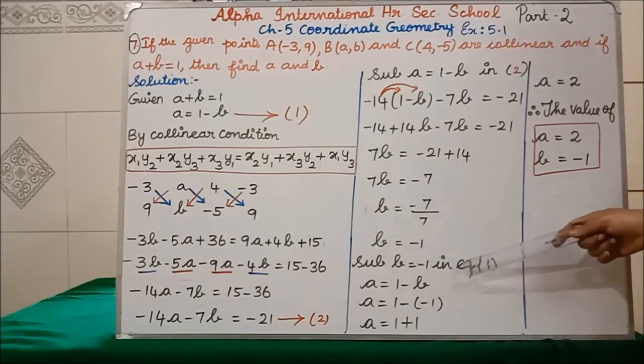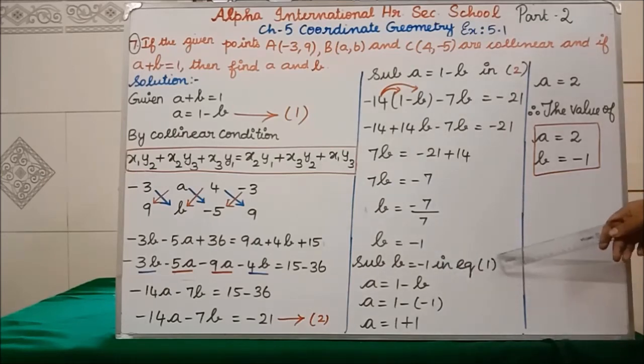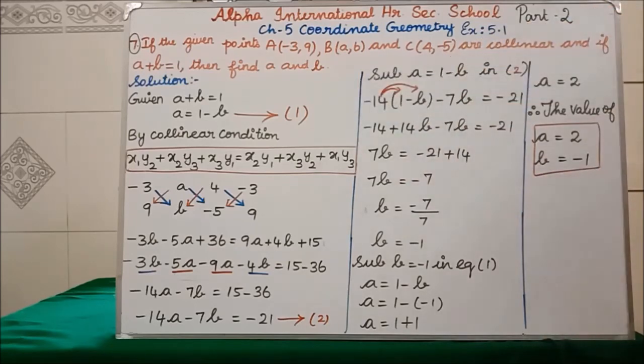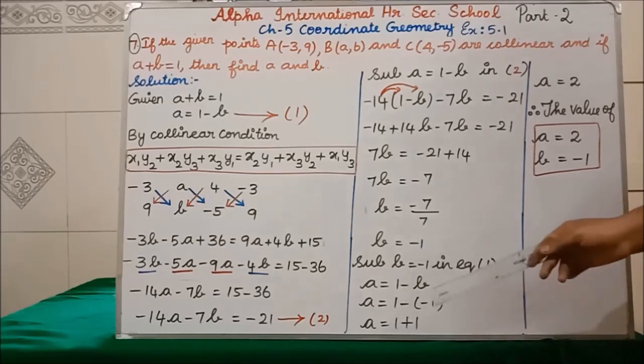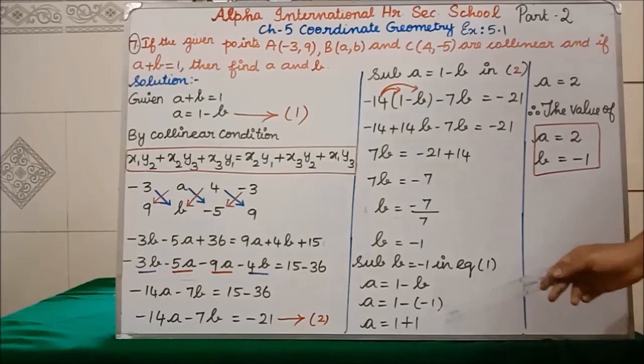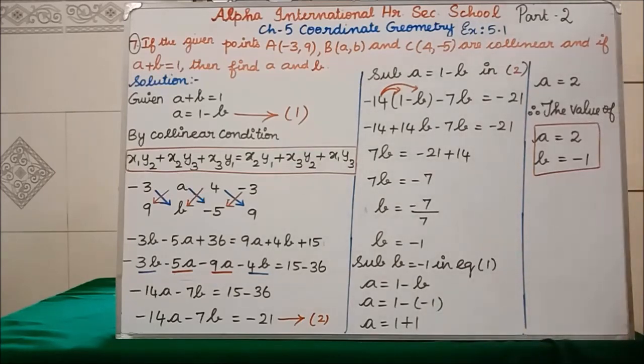Substitute b equal to -1 in equation 1. What is our equation 1? a equal to 1 minus b is our equation 1. So in that we are going to put the b value, so that we get the a value. Isn't it? a equal to 1 minus b. The b value is -1. Clear? a equal to 1 minus into minus is plus 1. So a equal to 2. Clear? The value of a equal to 2, b equal to -1.